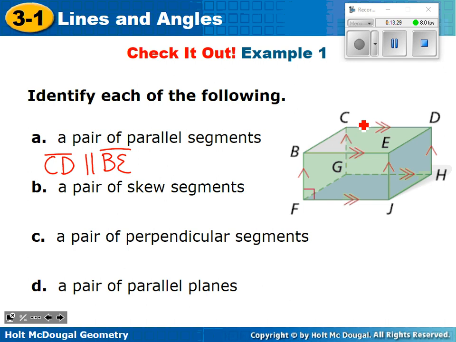Skew segments. Let's go with Elena. CD and BF, very good. Somebody have a different one? DH and BE would work. Anybody have a different one? FJ and CG would work. Okay. How about perpendicular, Caden?